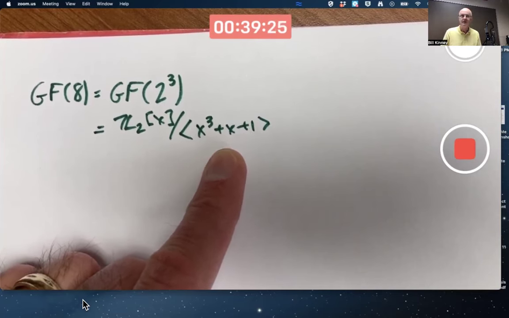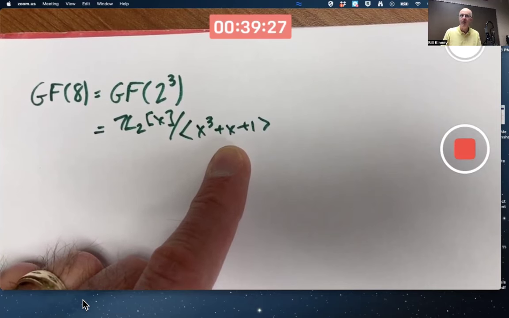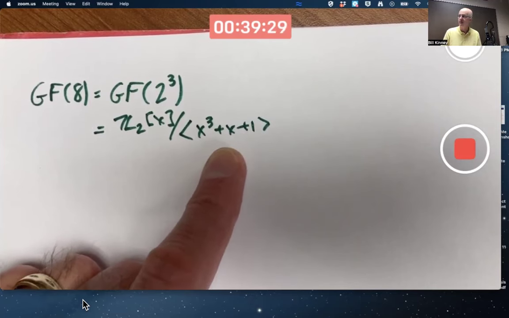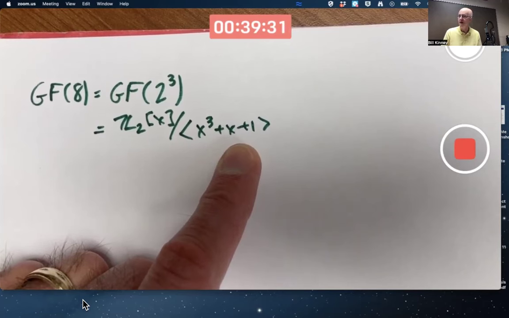And you can just look at it. 0 is not a 0. 1 is also not a 0. You get 1 plus 1 plus 1 is 3. Mod 2 is 1, not 0.